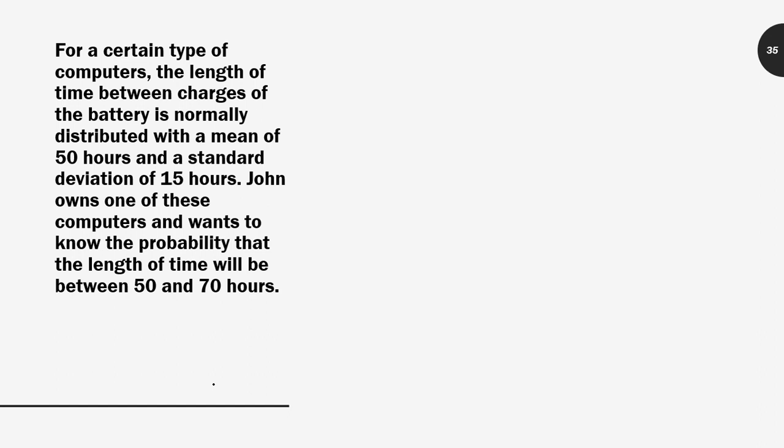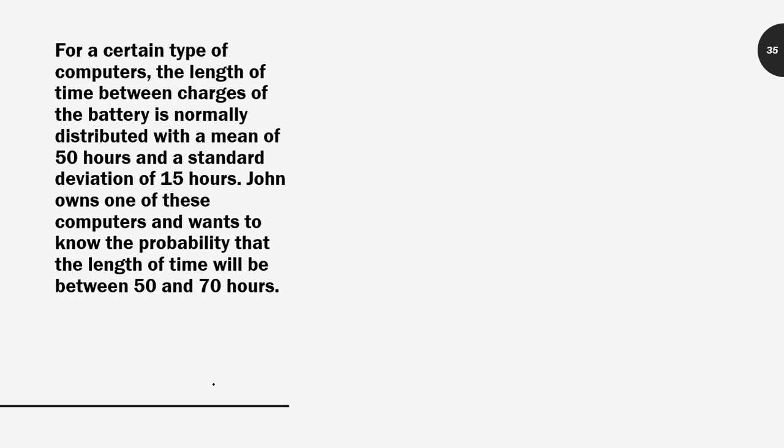For a certain type of computers, okay, the length of time between charges of the battery is normally distributed with a mean of 50 hours and a standard deviation of 15 hours. Jean owns one of these computers and wants to know the probability that the length of time will be between 50 and 70. Okay?